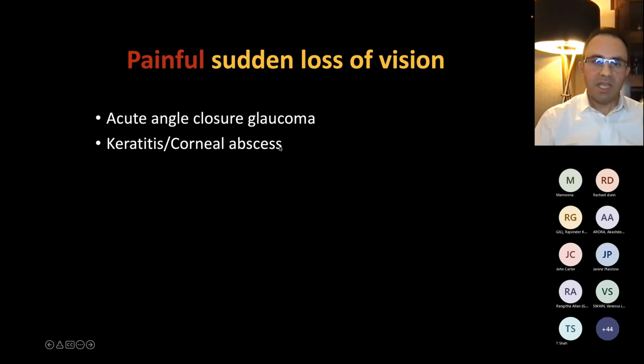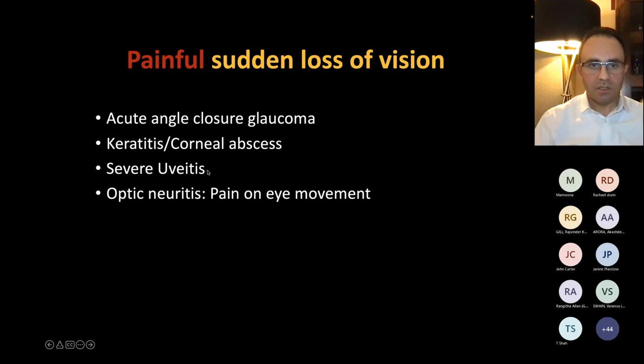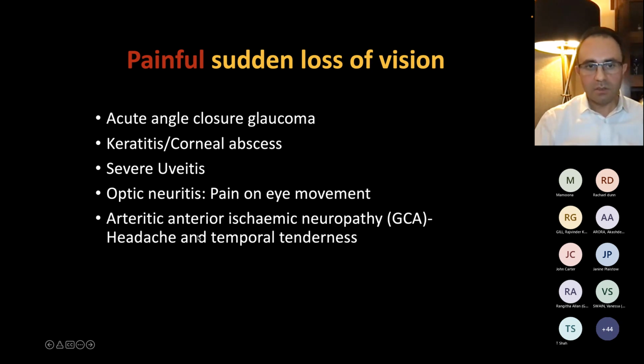Keratitis or corneal abscess, any patient with a trauma, any patient who is a contact lens wearer, you need to think about this as a differential diagnosis for any painful sudden loss of vision. Severe uveitis, as we said, check the history, check for immune disease. Optic neuritis usually affects young people, and there will be pain on eye movement. Those people will have a headachy pain all the time. But whenever you ask them to move their eyes up, down, right, left, they will have severe pain on eye movement. So think about optic neuritis.